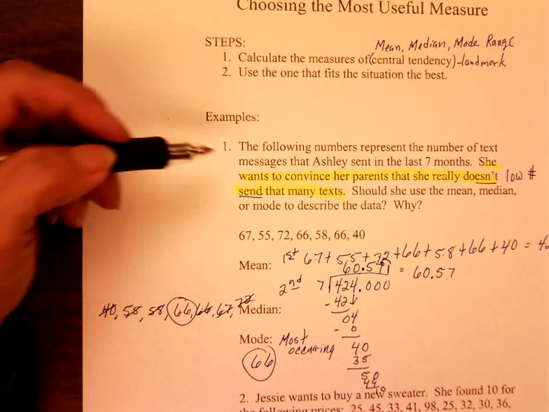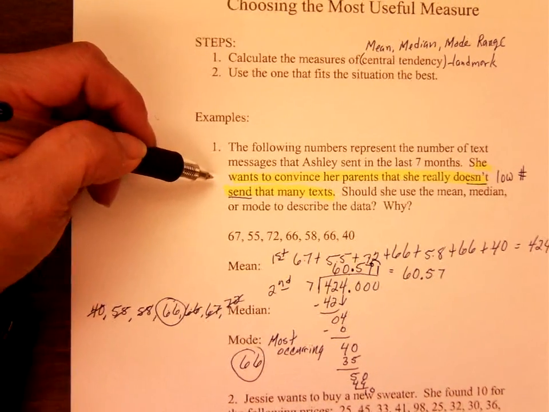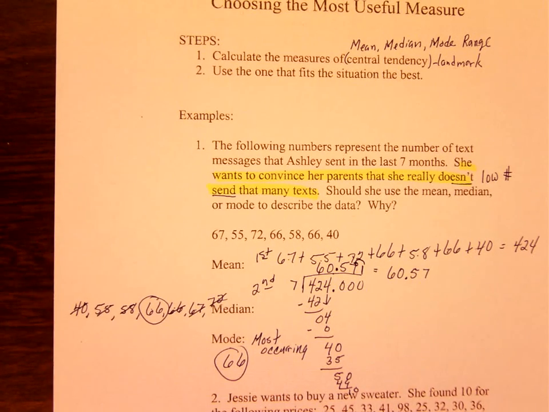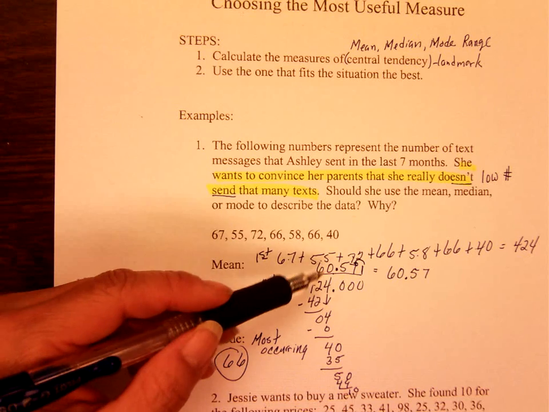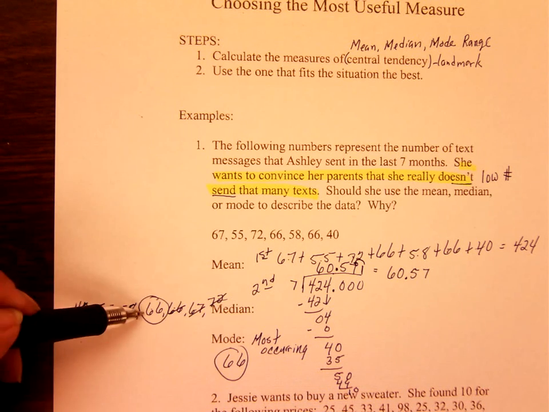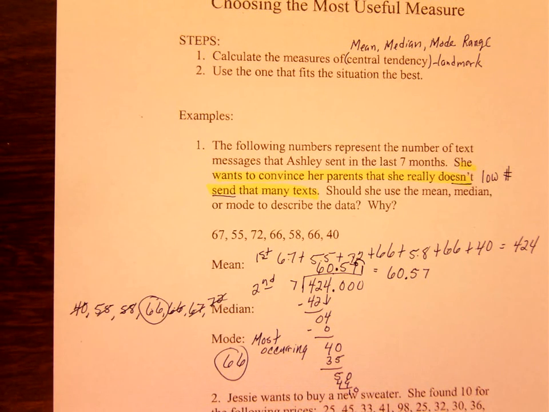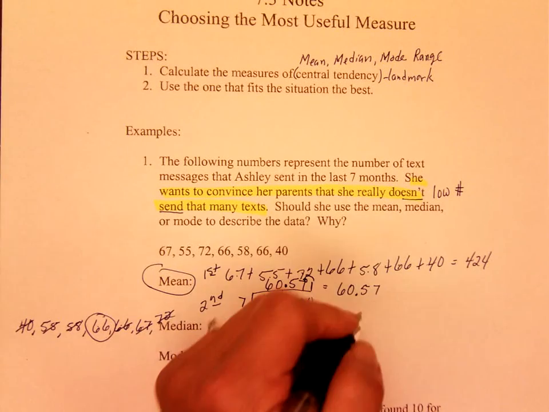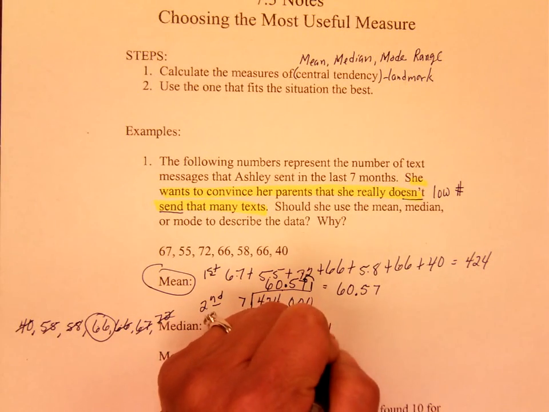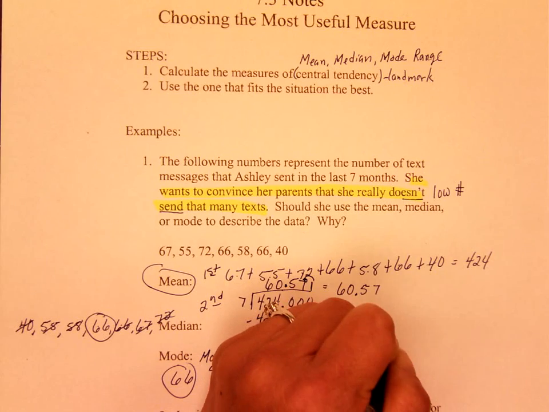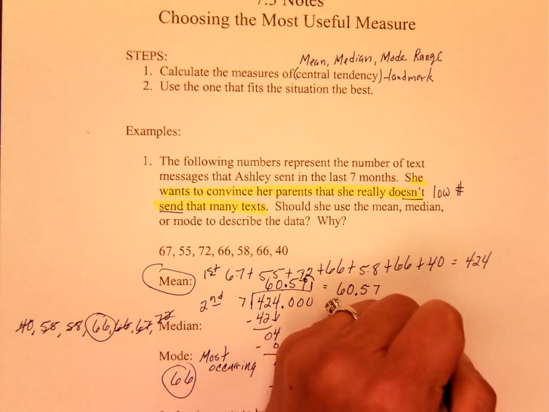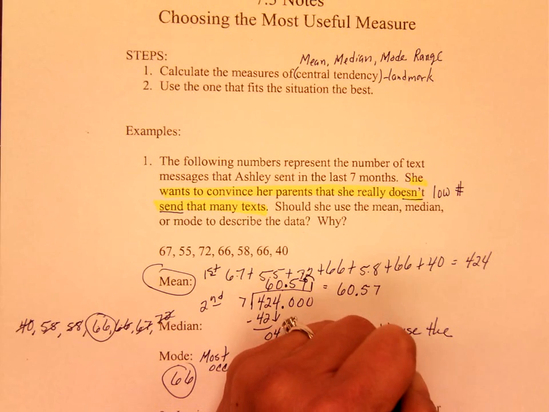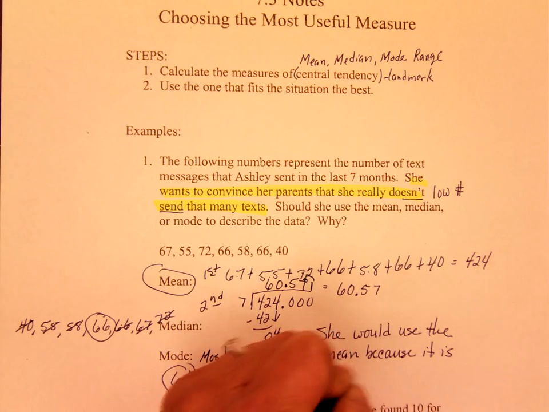Okay, now look at the direction. It says she wants to convince her parents that she really doesn't send that many texts. Which one is the smallest number? 60.57, 66, or 66? Well, it would be the mean. Mean would be the smallest number. So here you would say she would use the mean because it is the smallest number.